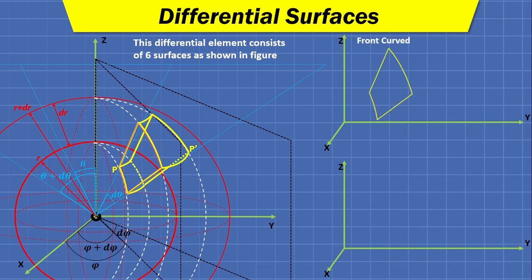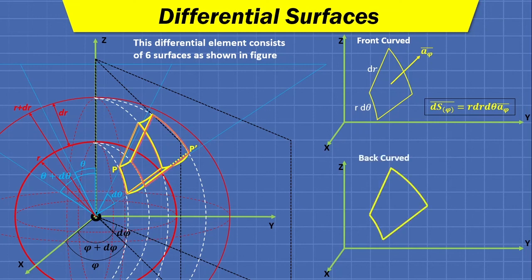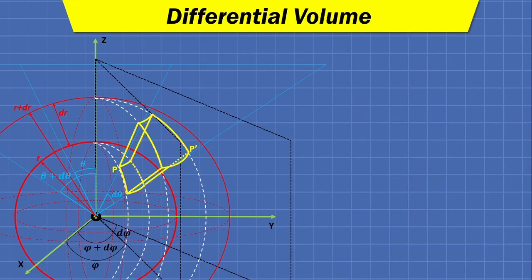Then the remaining 2 surfaces can be represented as follows. As you can see in the orange highlight, this is our front curved surface, and these are the lengths of its sides. It has a direction a_phi, that is inside the yz plane, and this is the formula to calculate it. This is our back curved surface, and these are the values of its sides, and this is the formula to calculate the value of that surface.